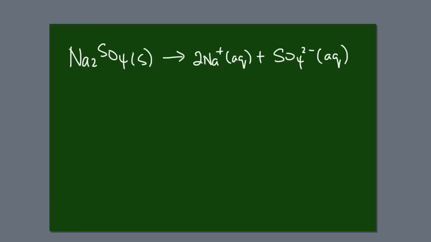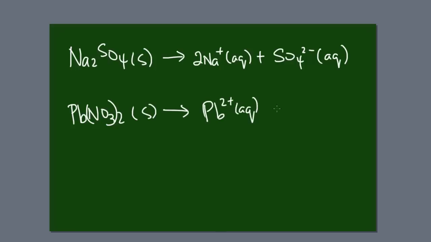Remember I wrote this equation just now. I'm going to write a similar equation for the lead nitrate, lead(II) nitrate. Pb(NO3)2 solid goes to Pb2 plus (aq) plus 2NO3 minus (aq).